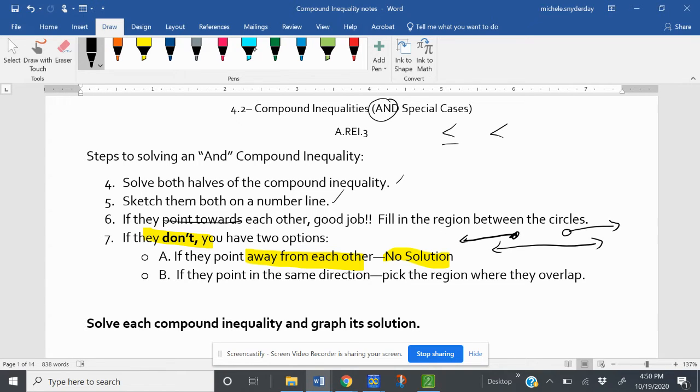If they point in the same direction after you solve them, you pick the region where they overlap. For example, you're graphing it on a really straight line, and you've got one that graphs in this direction, and you've got one that graphs back here also in the same direction. The solution is this portion right here where they intersect and they both end up going in that direction. So whatever that number is, the region where they overlap.